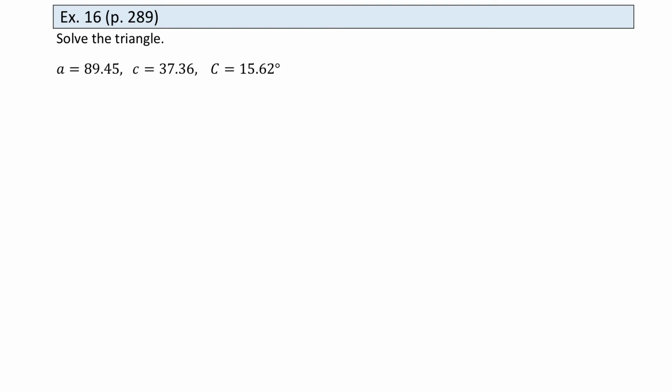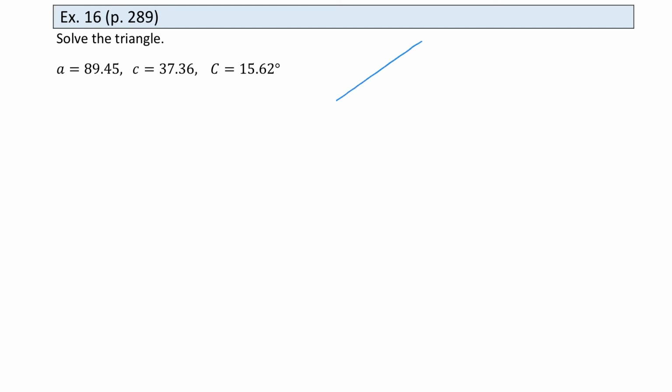On exercise 16, page 289, we are given side A of 89.45, side C of 37.36, and angle C of 15.62 degrees. We see here that side A is greater than side C, and angle C is the angle opposite of this side. Let's start by drawing the triangle.